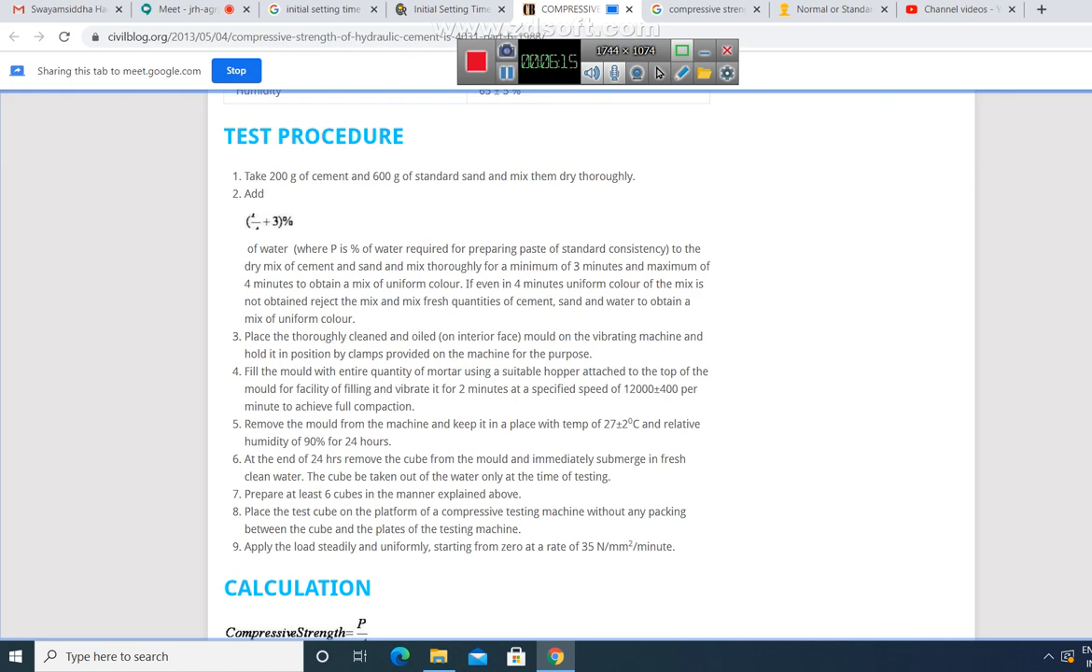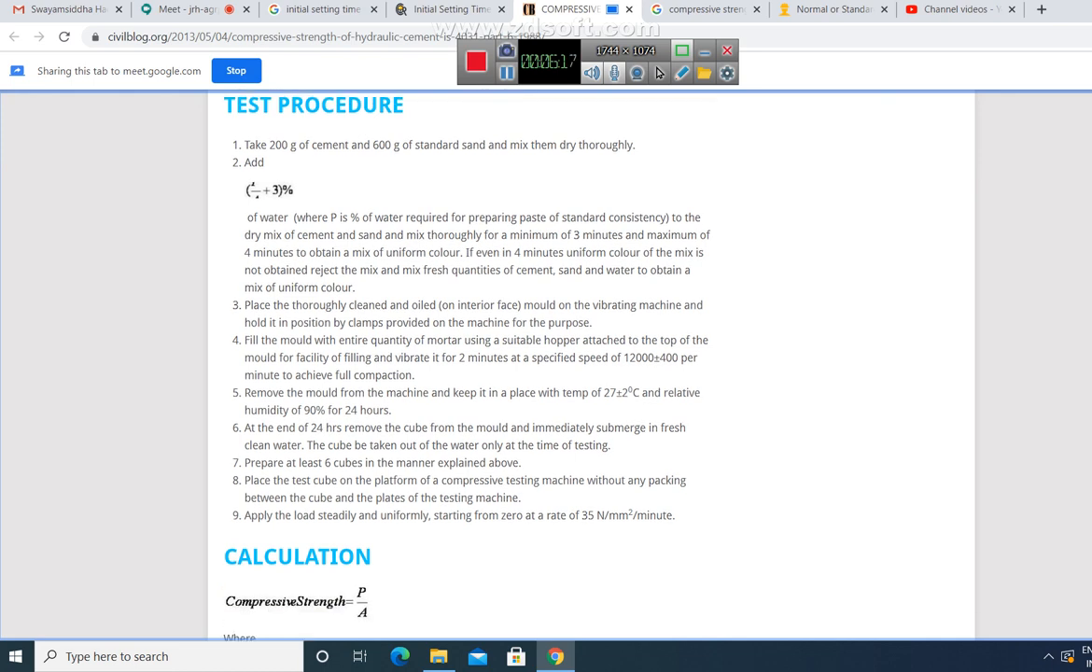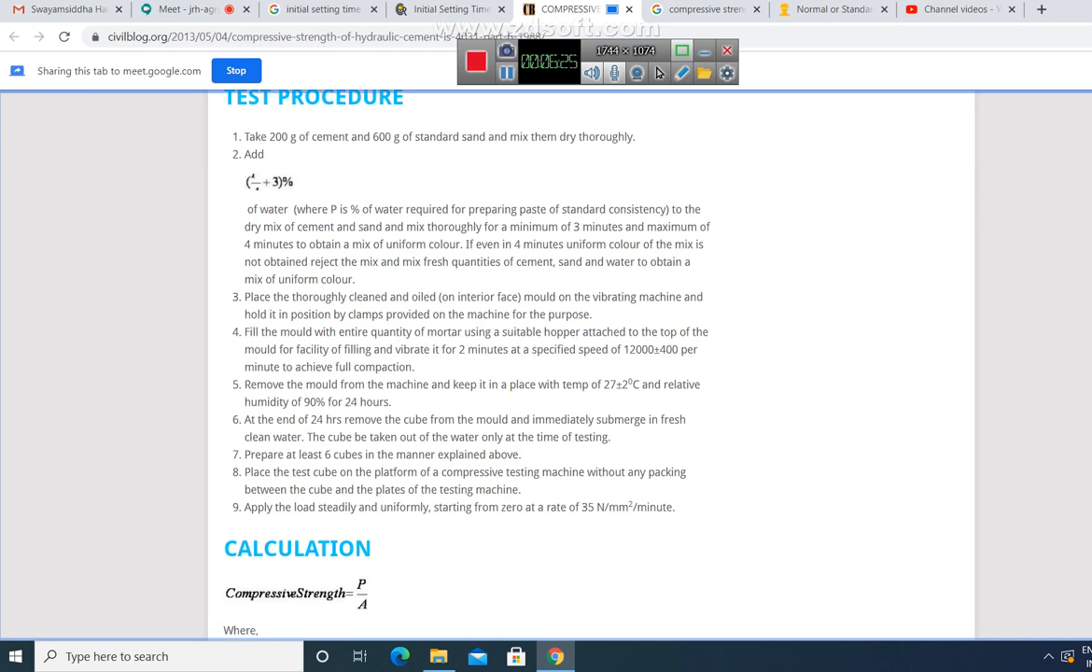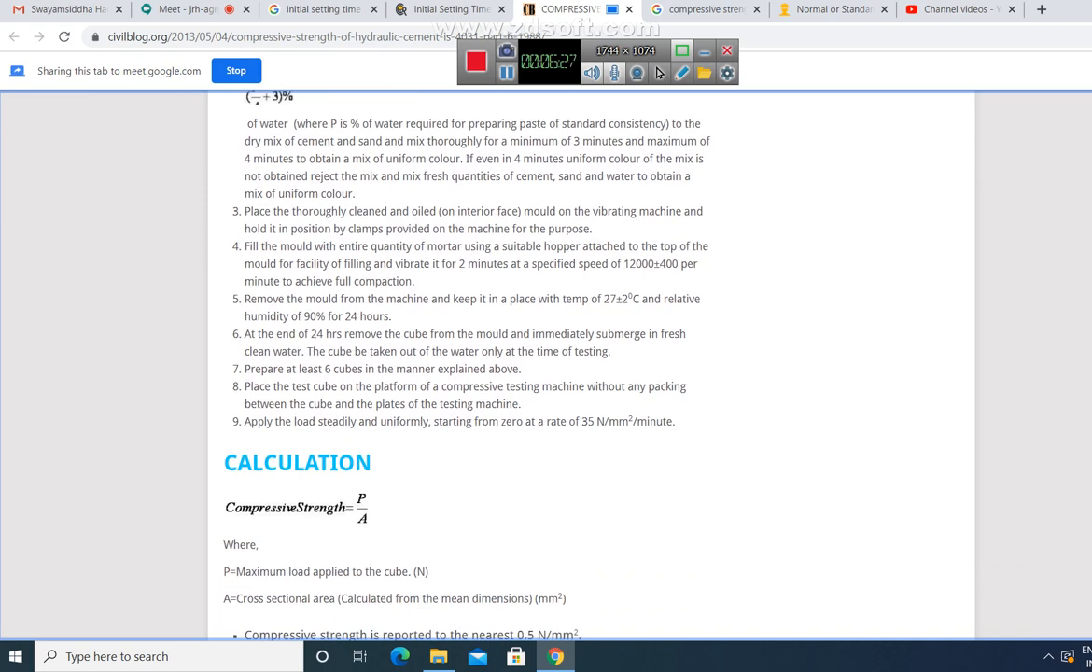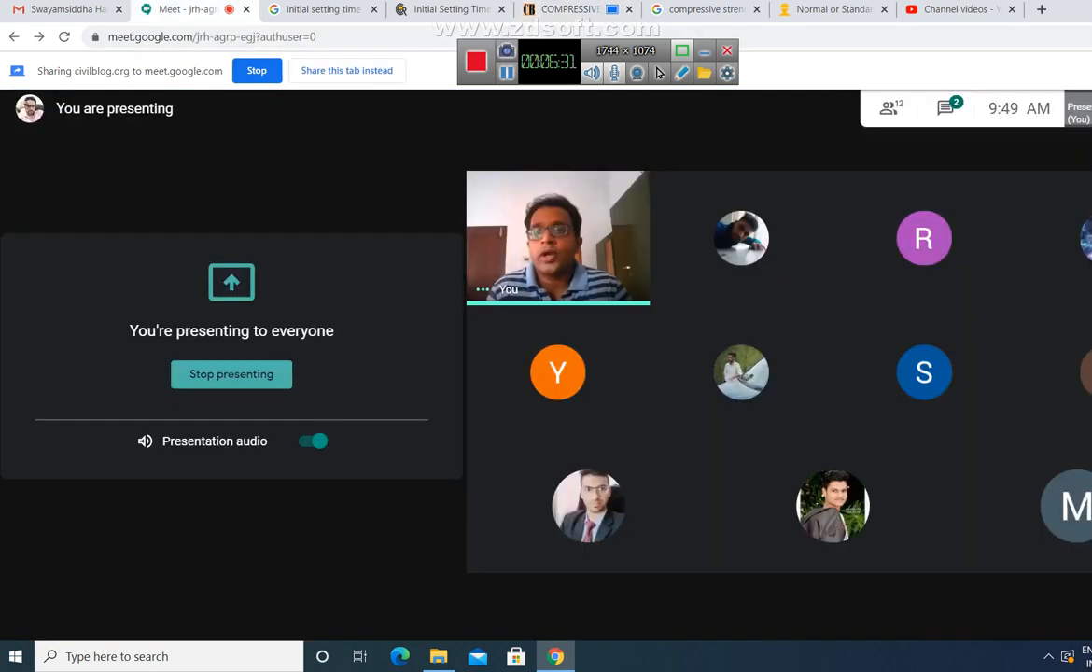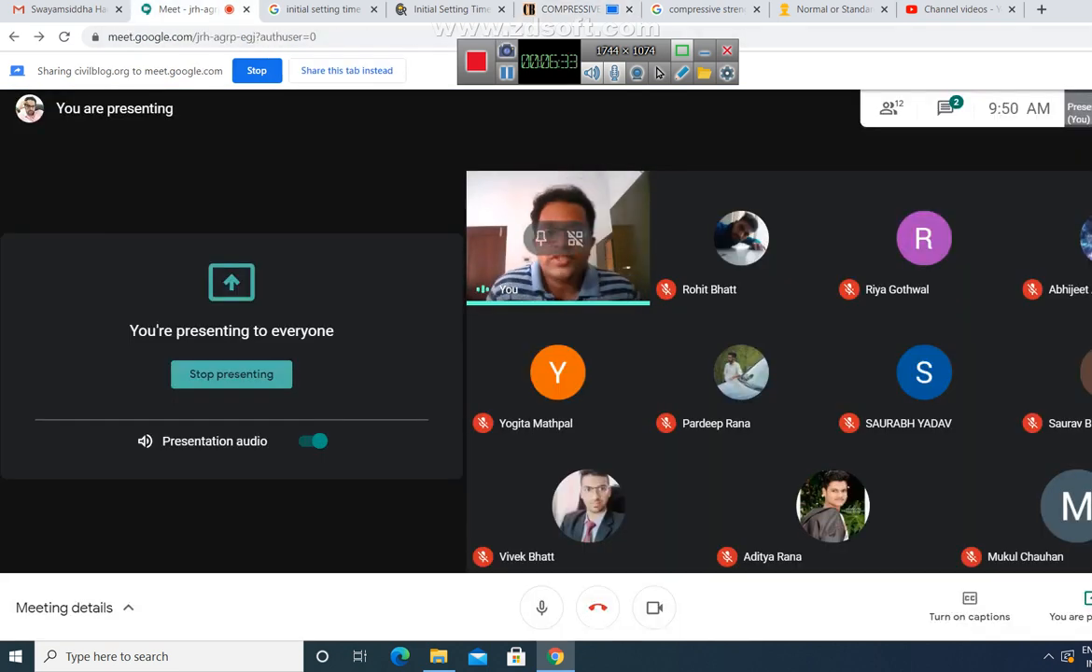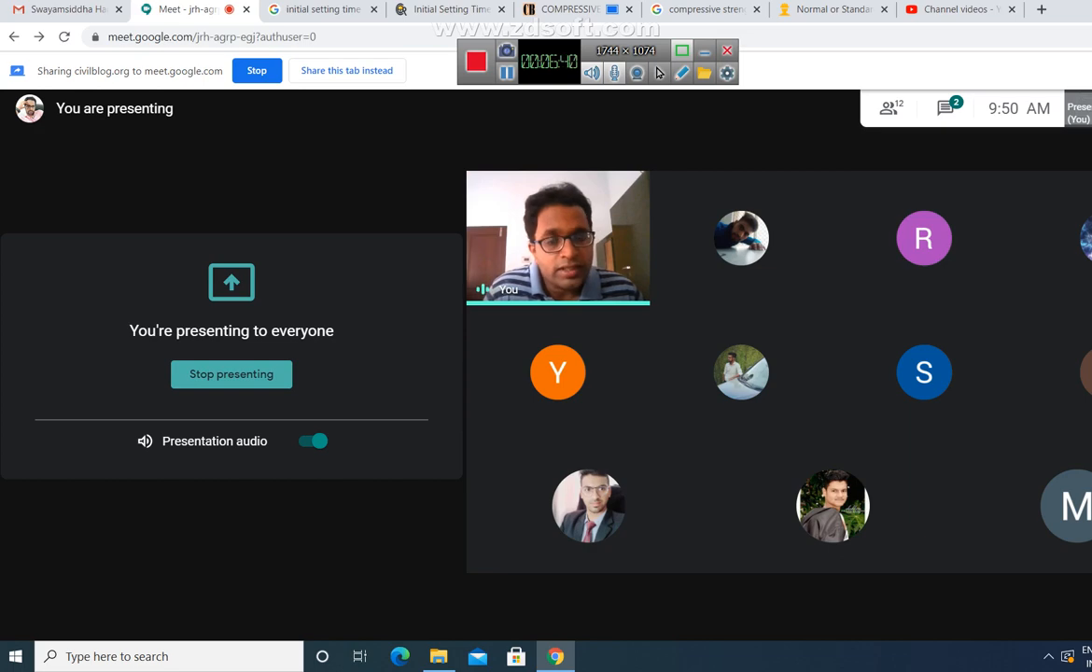Okay. Now once the mold is filled, you are removing the cube from the mold, and you are submerging it in clean water. Now what you are doing is you are placing the cube. You have prepared a cube which is well compacted and which is cured by immersion in water. Such a cube, you are placing it in the compression testing machine and you are loading the machine.